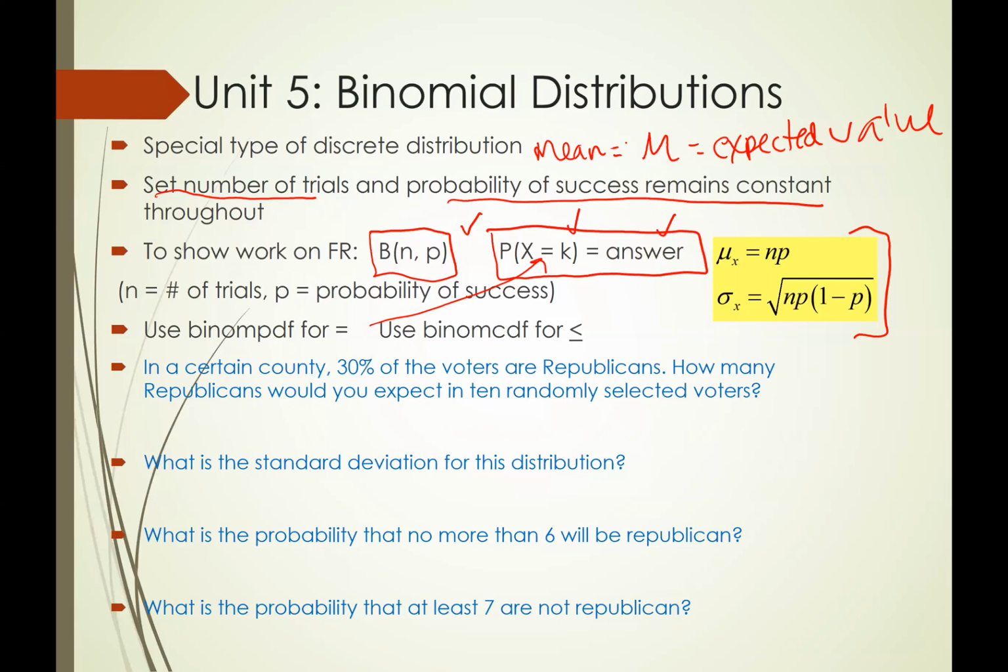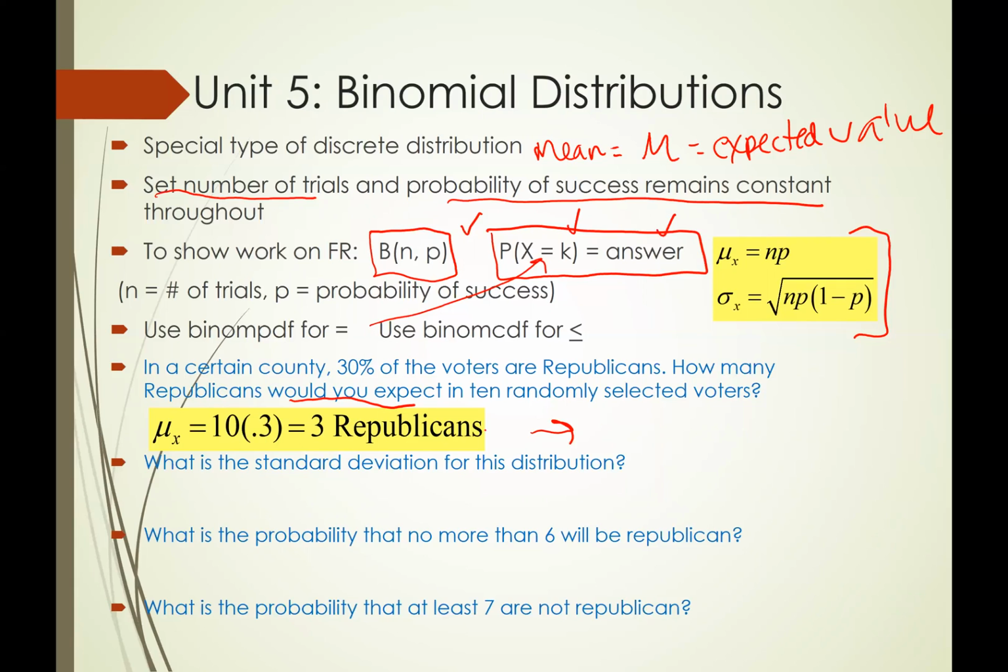In a certain county, 30% of voters are Republican. How many Republicans would you expect? So they're asking me for the expected count out of 10 randomly selected voters. So I just do n times p. So n, I have 10 Republicans. I expect 30% of them. I have 10 people. I expect 30% of them to be Republican. So I expect 3 Republicans.